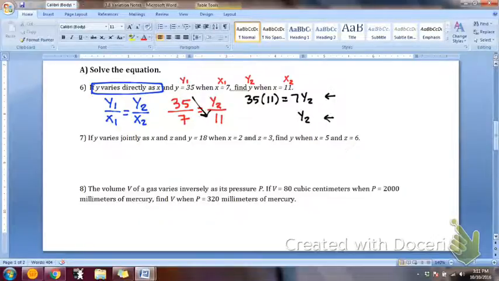You don't have to show the work in between, but I want you to at least show the step of writing the equation. So 35 times 11 equals 7 times y2. That's why the 2 is lower. It's not an exponent. What do you guys say? 385. So the second y value here is 385.